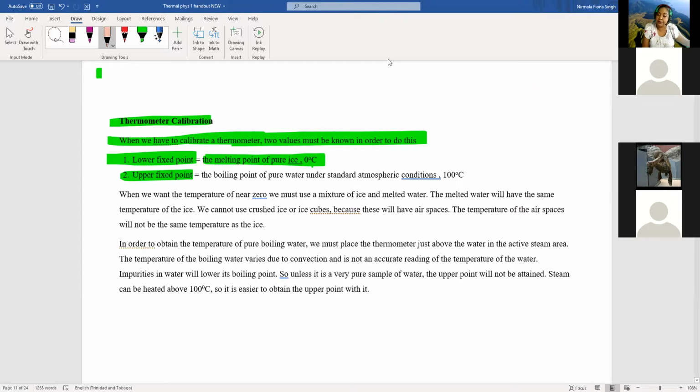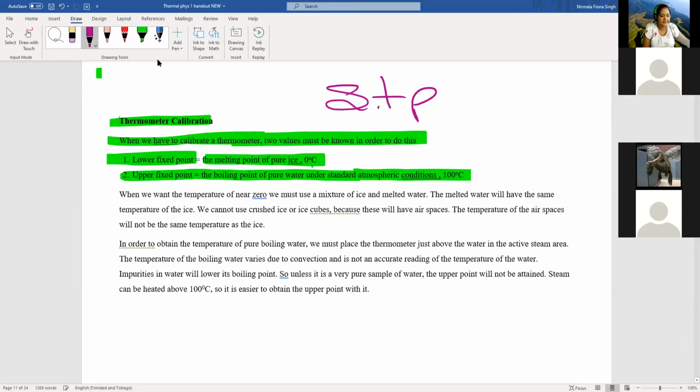So that's the melting point of pure ice. And the upper fixed point, which is what I just said, right? The boiling point of pure water under standard atmospheric conditions. And again, what is STP? You're writing exams. You should know what STP is. I learned this in Form 4. Come on, in chemistry. STP.